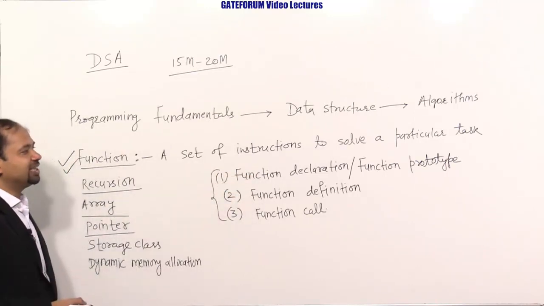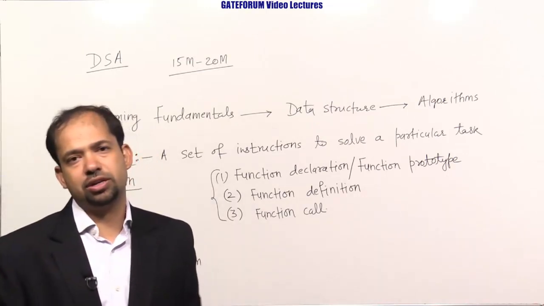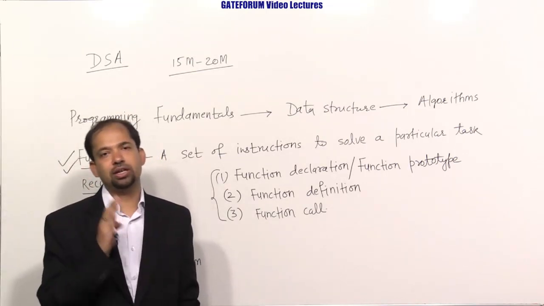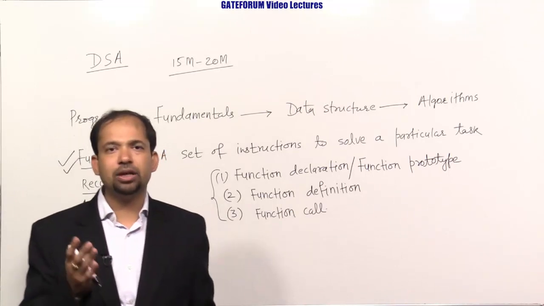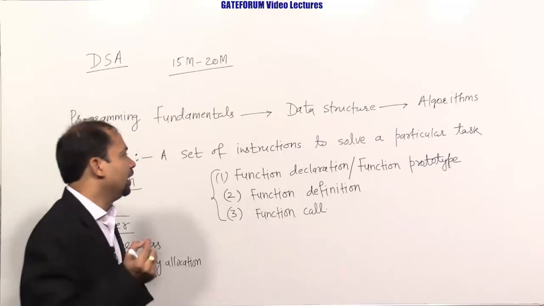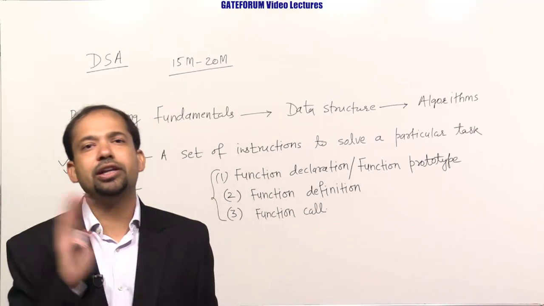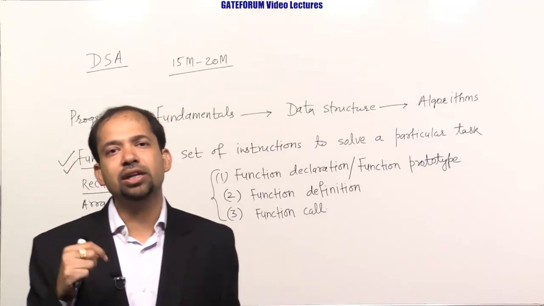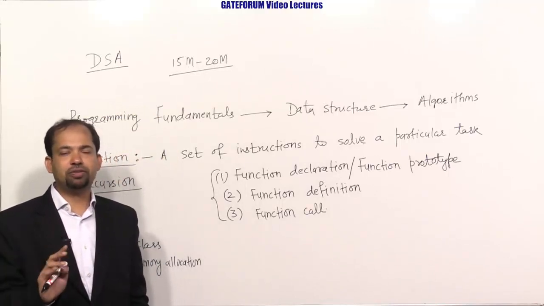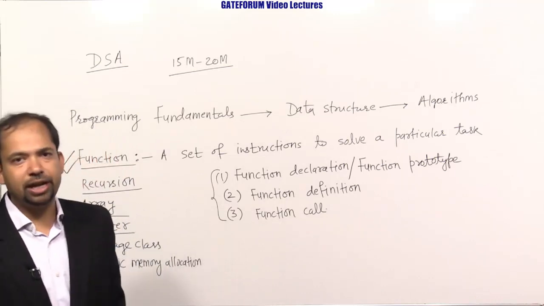Function declaration or function prototype says just what is going to be the signature of the function. That means what would be the name of the function, what is the return type of the function, what parameters it is going to accept, and what are the data types of the parameters. Sometimes we don't require to pass any parameter, and sometimes we don't require to return anything. In that case we can use the void keyword, if we don't need anything returned from the function and we don't require to pass any parameter to it.